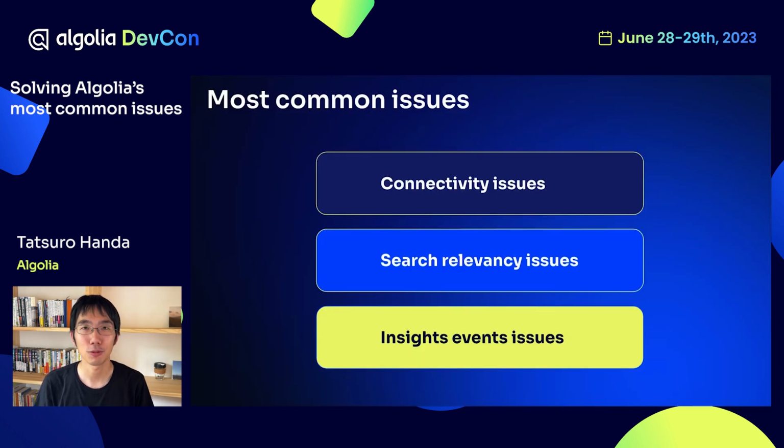Okay, let's move into today's main topic, the most common issues when working with Algolia. Here, we have three categories: connectivity issues, search relevancy issues, and insight event issues. These are the topics that we frequently get support tickets for, and we'll look into each of them in this session.